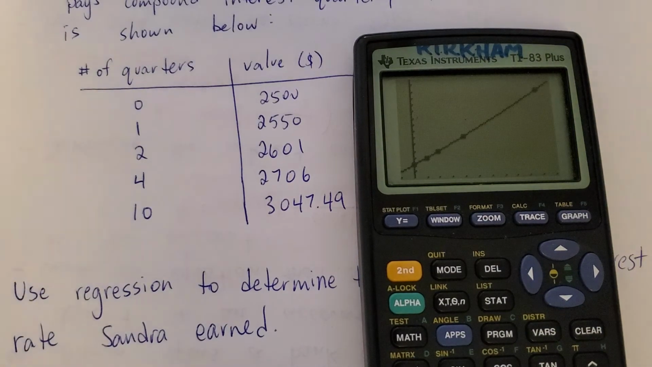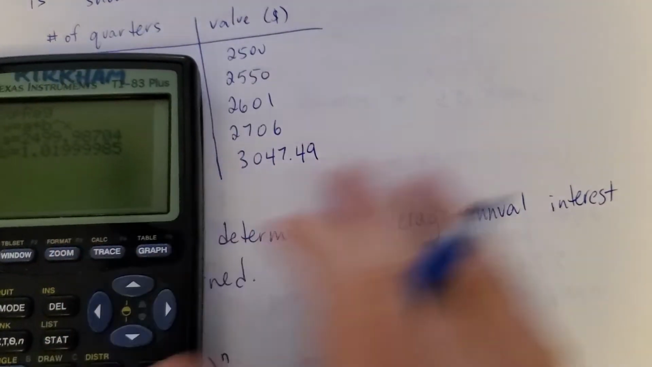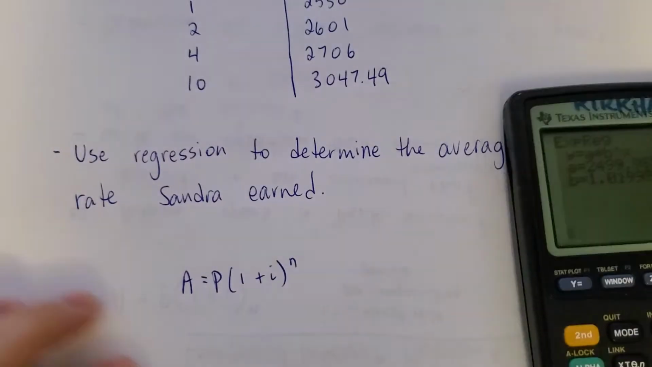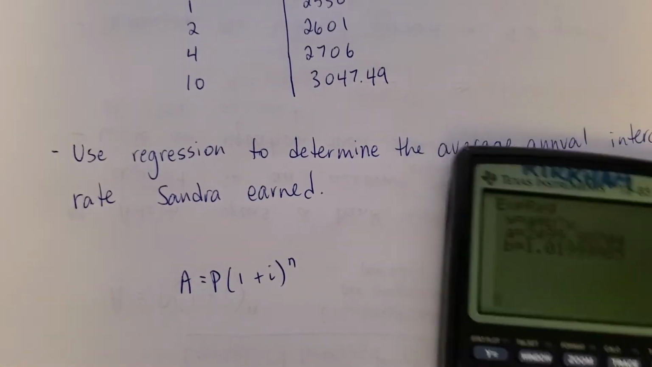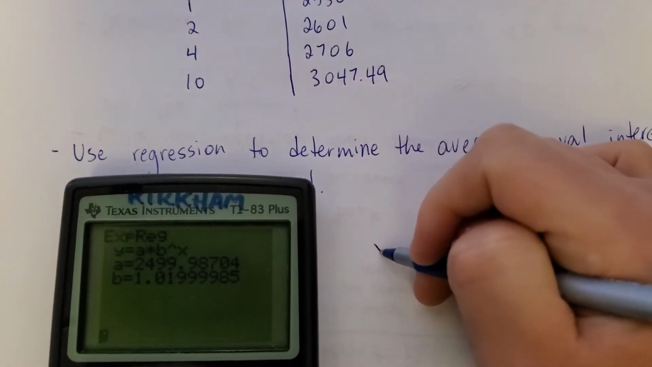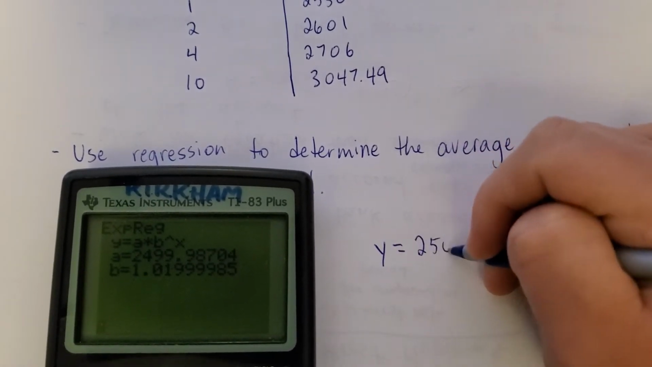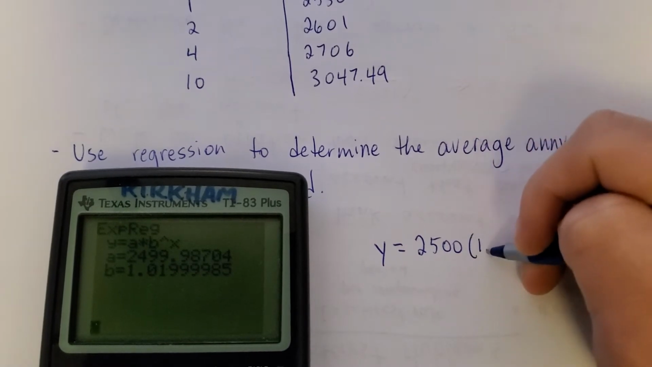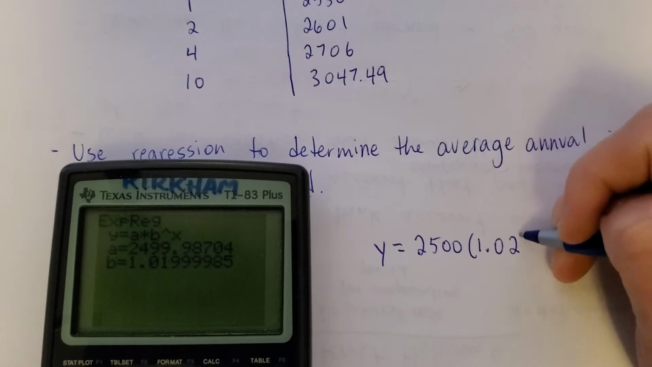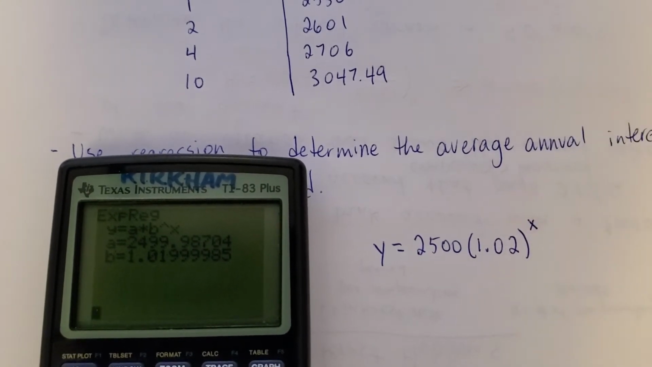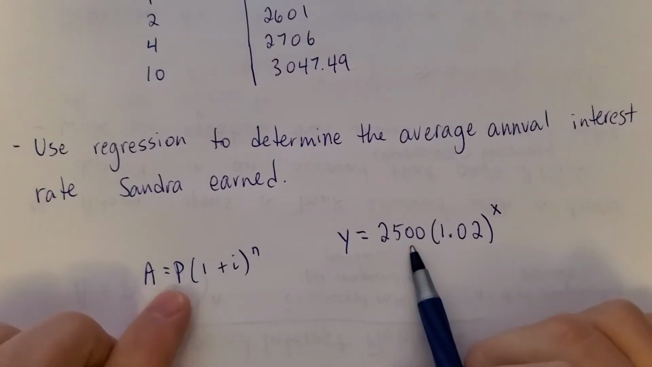Okay, so that just tells us we did everything right. We're actually going to need this formula here. Okay, so, oops. Here's the formula for compound interest. Here's our stuff. If I'm going to write this as an equation, it would look like this. Y equals, I'm just going to round that to 2,500. And then b is the base of the exponent. I'm going to round that to 1.02 because it's super close. Okay, so let's talk. The principal is 2,500. That makes sense.